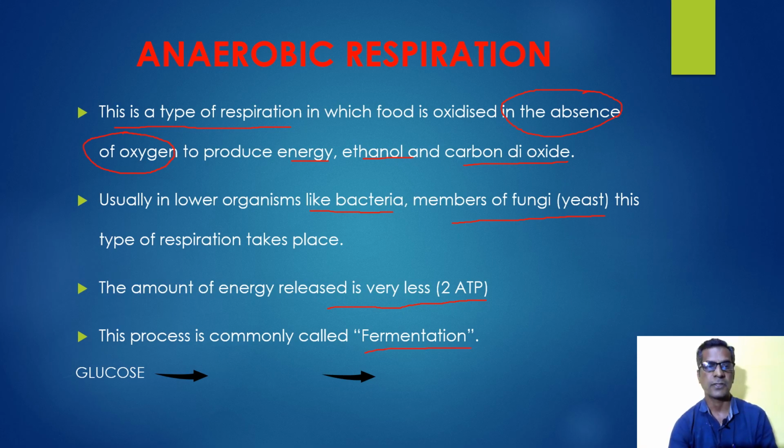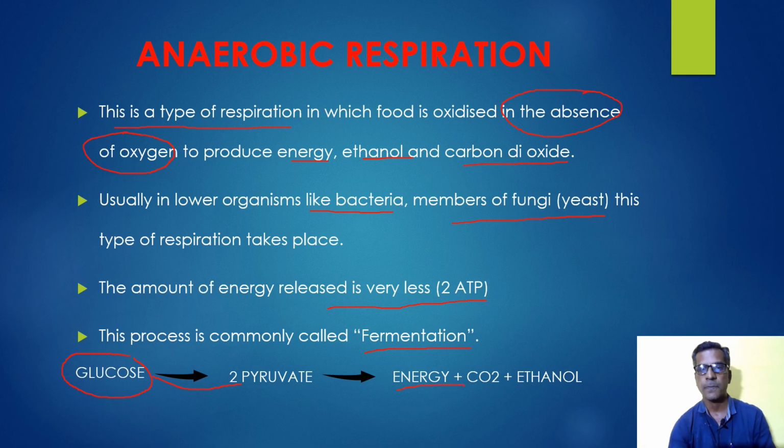So here is a small representation for you. The food molecule in the form of glucose is oxidized and converted into pyruvate in the process of glycolysis. Again, this pyruvate oxidizes into energy, carbon dioxide, and ethanol. In this way, in anaerobic respiration, in the absence of oxygen, energy is released. Here, the amount released is very less. Usually, this type of respiration takes place in primitive organisms.